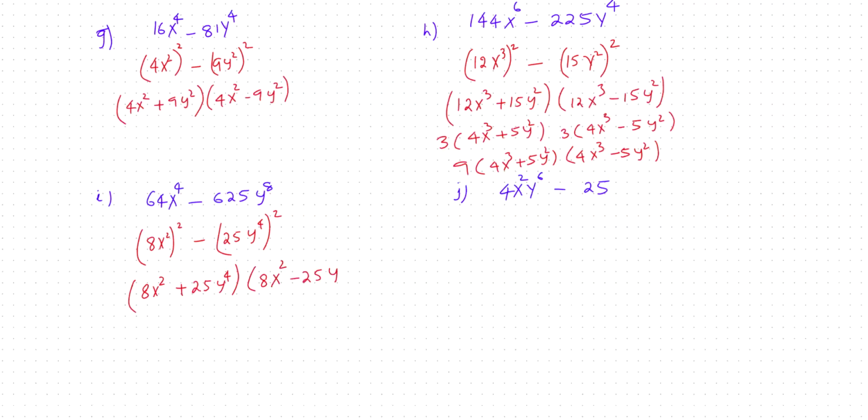And the last one, 4x²y⁶ minus 25. So we write this whole thing as a square. So we can write (2xy³) squared. Check and see, this should be equivalent to this. So 2 square is 4, x square we have, y³ times 2 is y⁶. Minus 25 is written as 5 square. Now a plus b, a minus b, you have to write, a means this bracket. So 2xy³ plus 5, one factor. Other factor will be 2xy³ minus 5.